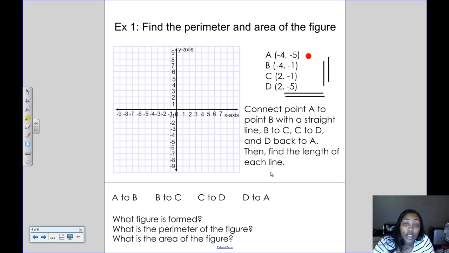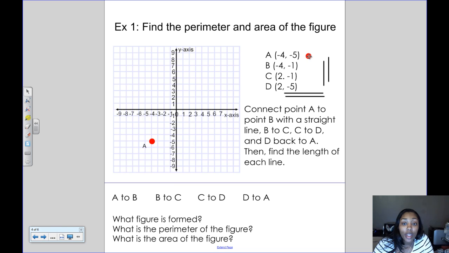So let's look at this example. We want to find the perimeter and the area of this figure. So we want to start by plotting each one of these points. So we're going to start by plotting point A. And point A is at -4, -5, which is here. And then that is point A.